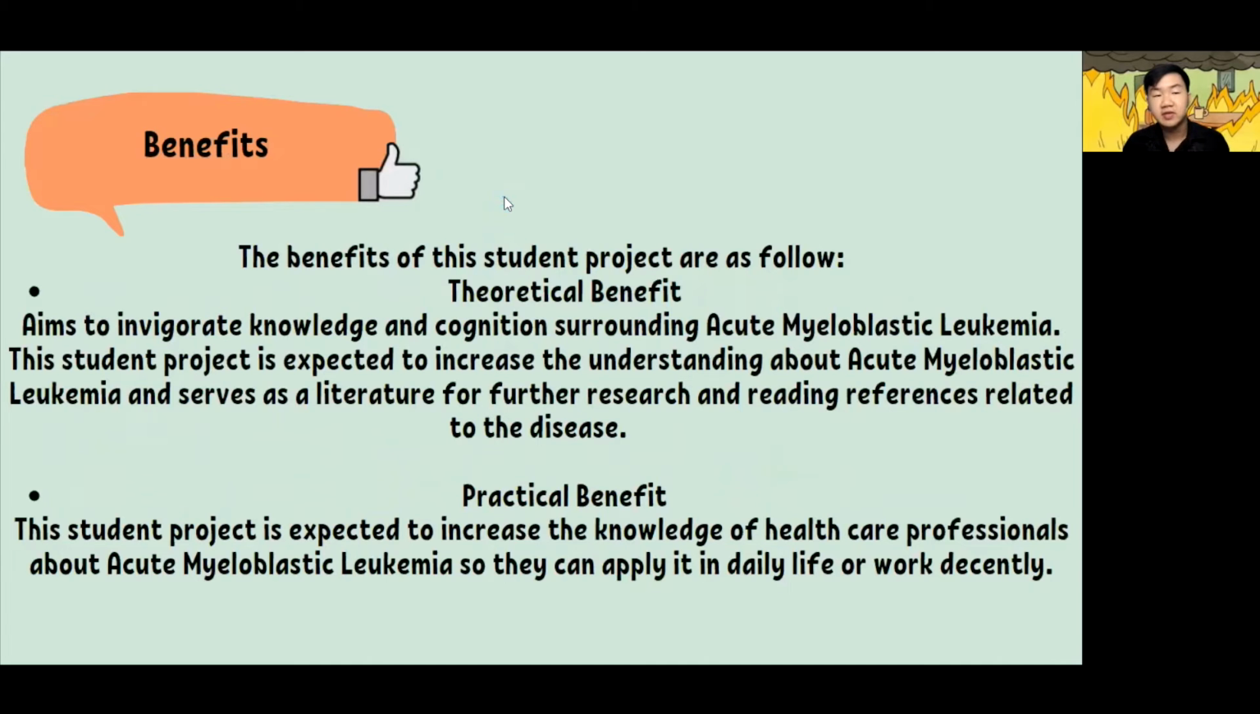This one is the benefits of our student project. The benefits of the student project are as follows. The first one is the theoretical benefit. This is aimed to invigorate knowledge and cognition surrounding acute myeloblastic leukemia. The student project is expected to increase the understanding about AML and serve as literature for further research and reading references related to the disease.